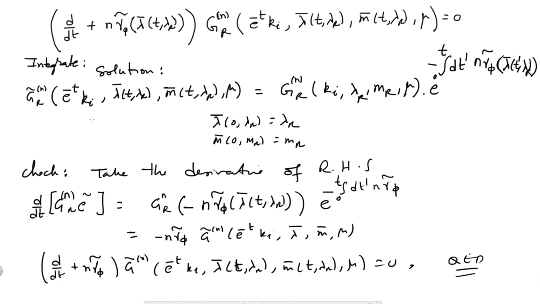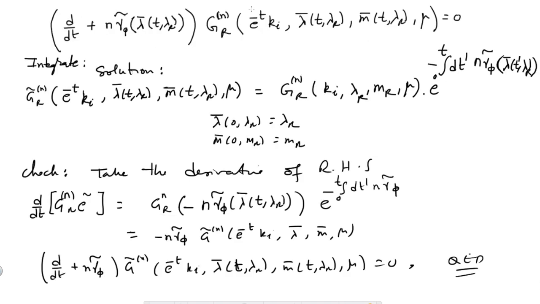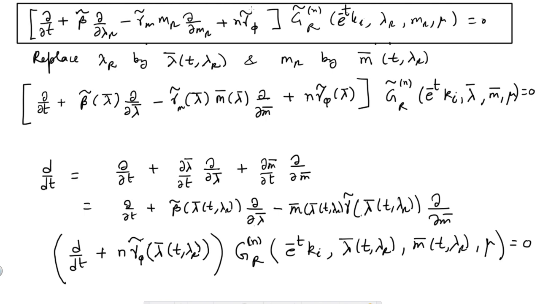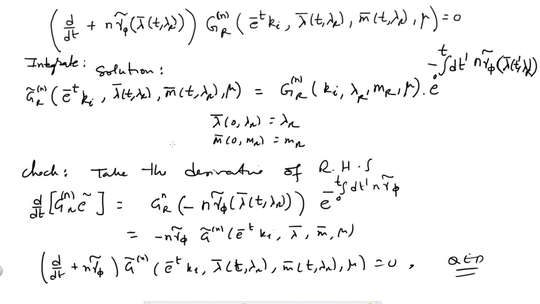Now, let's discuss the solution, and I don't think I will finish the discussion in this video, but let's start it. So the solution to, this is what I'm calling Callan-Symanzik equation. The solution to Callan-Symanzik equation, what we have found is g tilde. Yeah, so let me do one more step. Here, this is a solution.